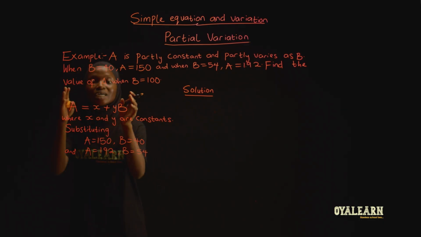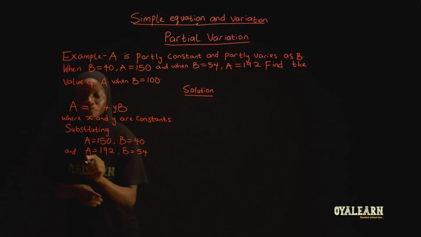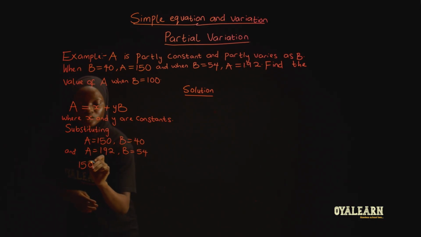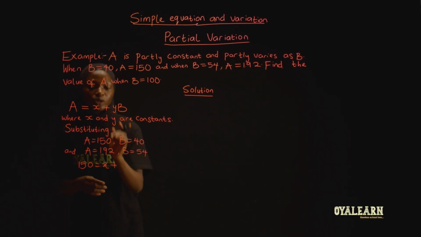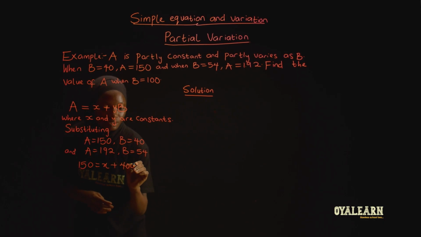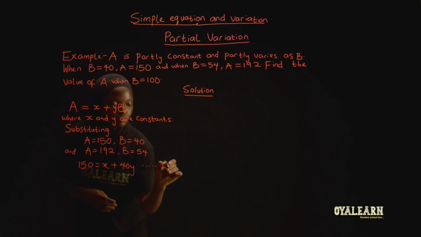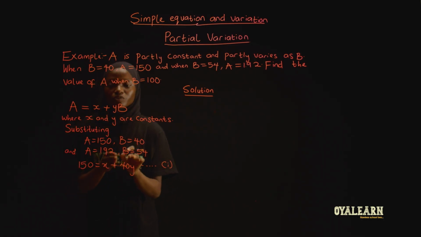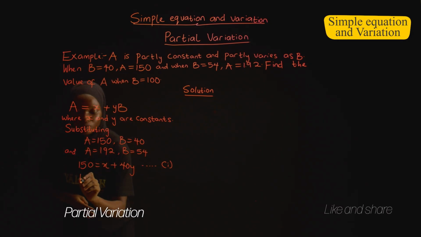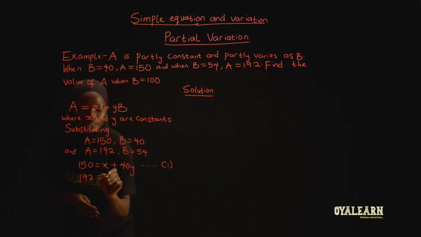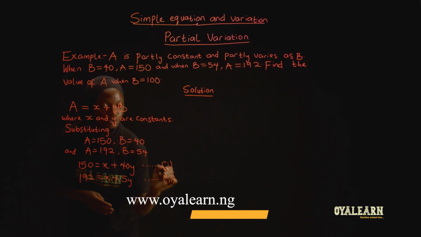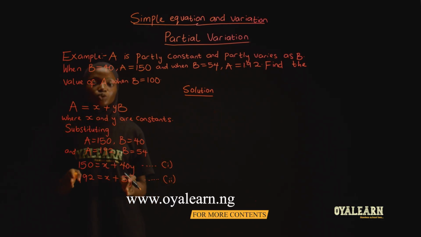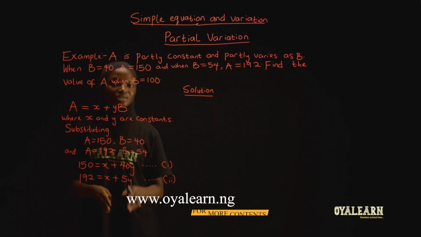Now when we substitute inside this equation, for the first set of values, we'll be having 150 equals X plus, now B is 40 here, 40 times Y, we have 40Y, and that gives us our equation 1. Now for the second set of values, we have 192 equals X plus, B is 54 here, so we have 54Y, and this gives us our equation 2. So this is just a simultaneous equation.